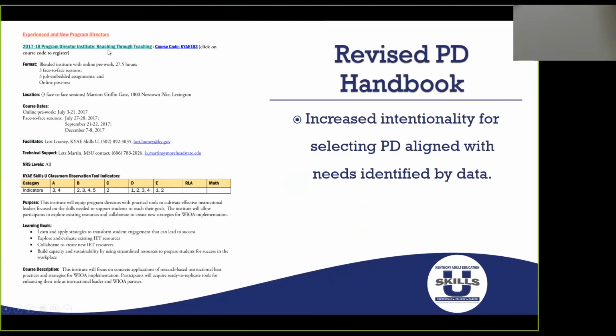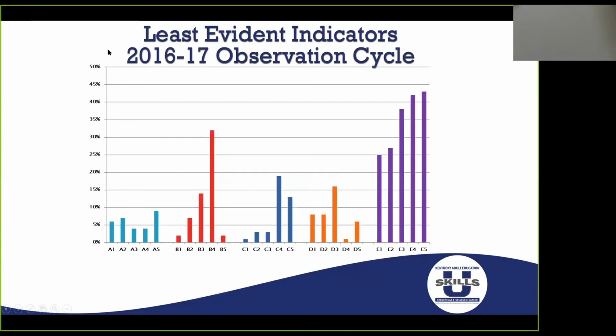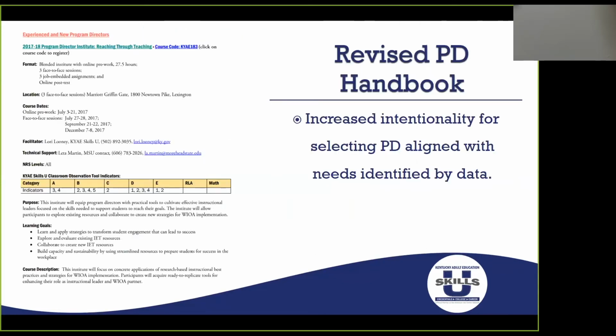This slide shows analysis of the least observed indicators. Category E is by far the greatest area of need, so we knew going into 17-18 that intensive PD efforts were needed to support growth in this critical area of instruction.